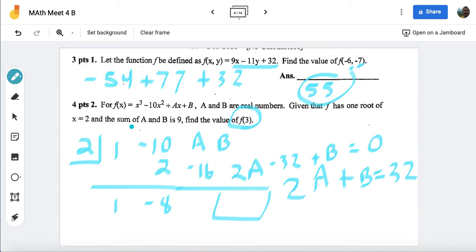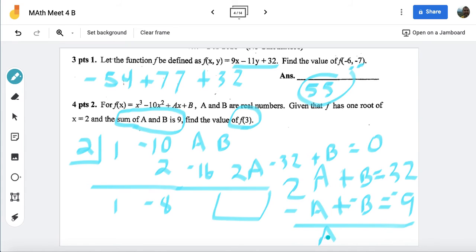Oh my gosh, I didn't see this. The sum of a and b is 9. Oh, that means a plus b is 9. Well, if a plus b is 9, and 2a plus b is 32, you can just subtract those two equations and get that 2a minus a, which is a, comes out to be, because b minus b comes out to 0, so a equals 23.